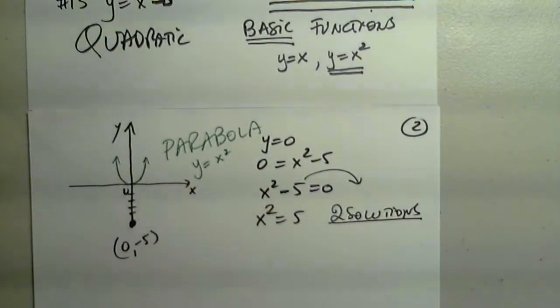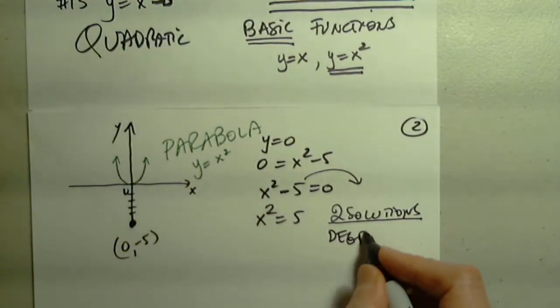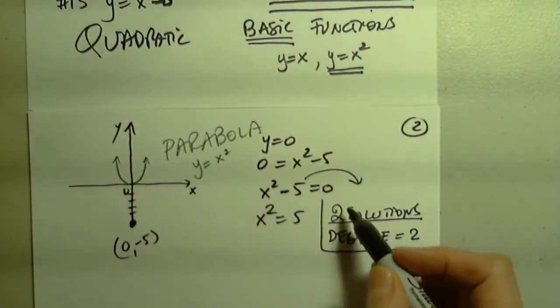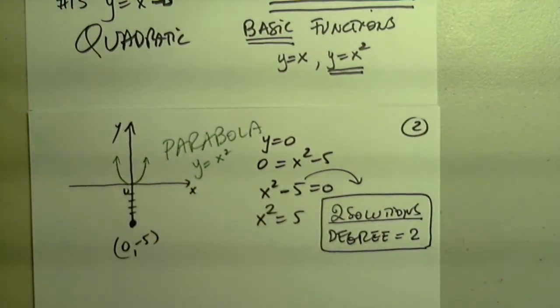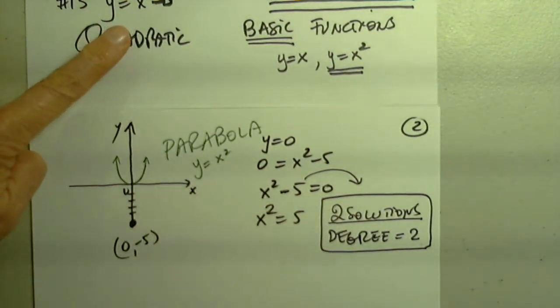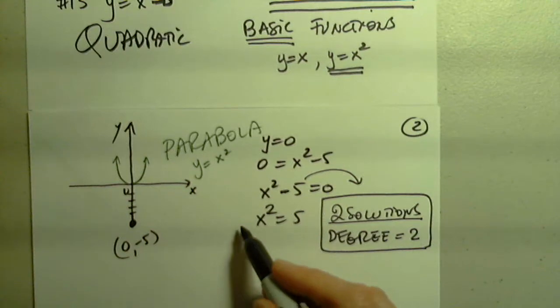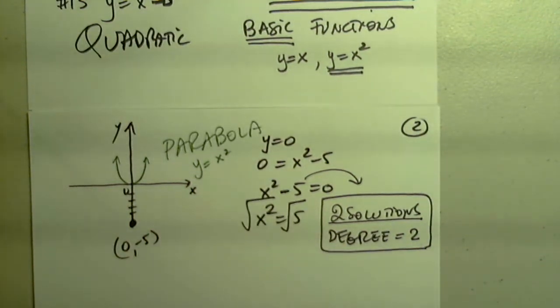Why two solutions? Because of the degree, the exponent. Yes, the degree is 2, or the highest exponent of x is 2. If we were graphing a cubic, we would look for 3 solutions. 4th degree, 4 solutions. 2nd degree, 2 solutions. So that's the reason why we have to write plus or minus.